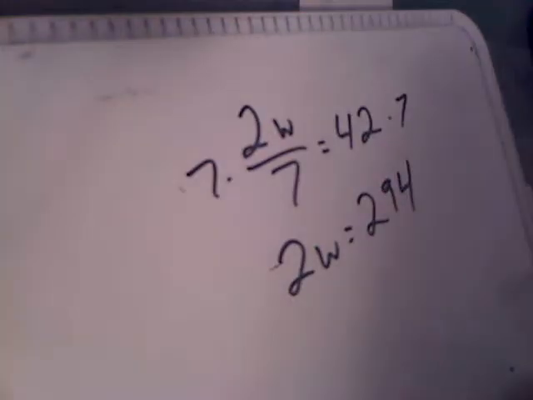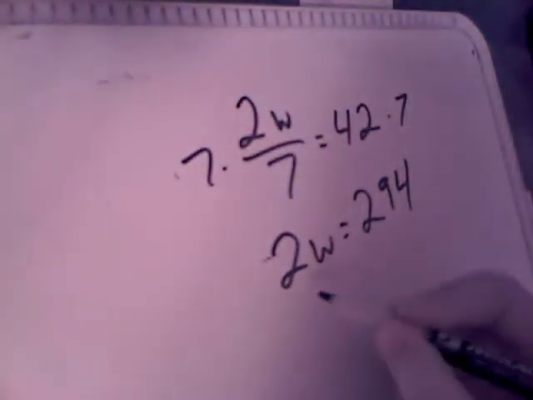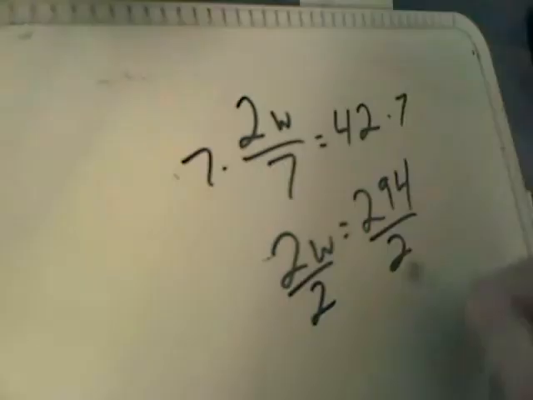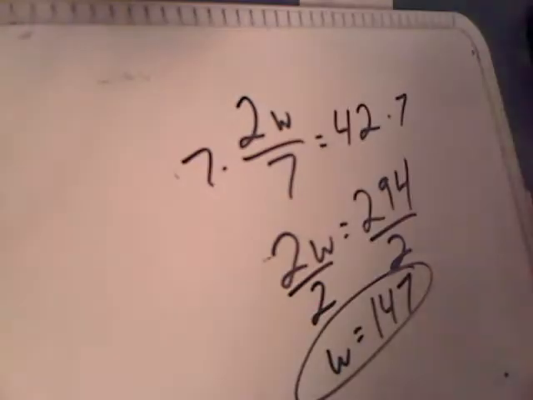Now what I want to do is get rid of that 2 that's attached to the w, so I'm going to divide by 2 on both sides, and I'm going to get 147 for my final answer.